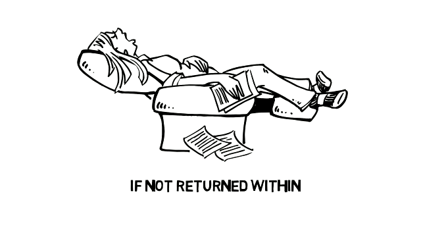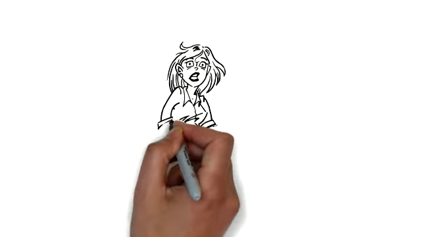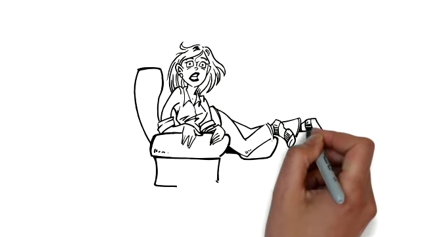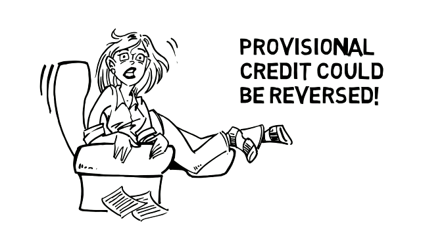What if Sally doesn't return the necessary forms within 10 days? Then there could be one very sad Sally. If the forms are not returned within the 10 days, the provisional credit could be reversed.